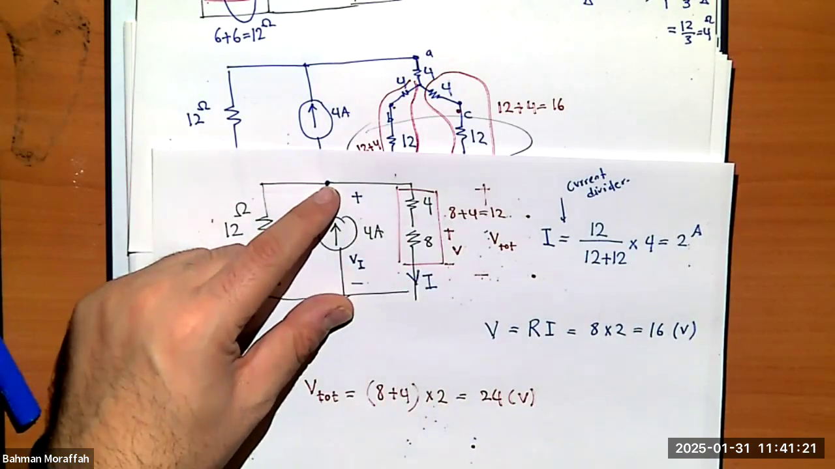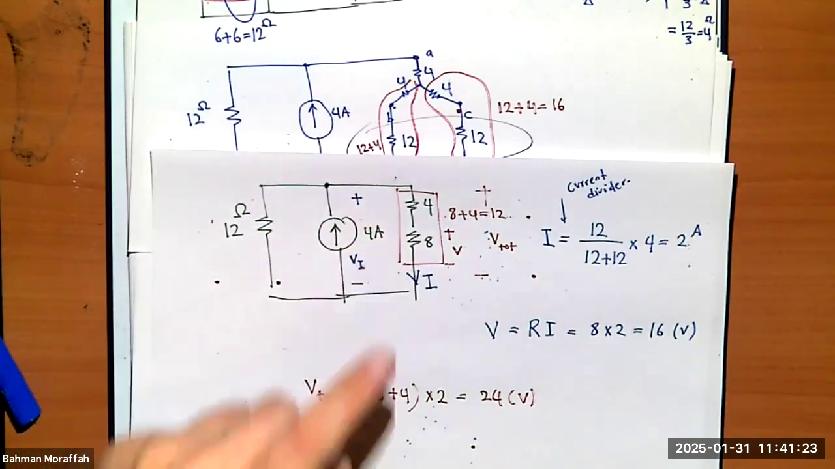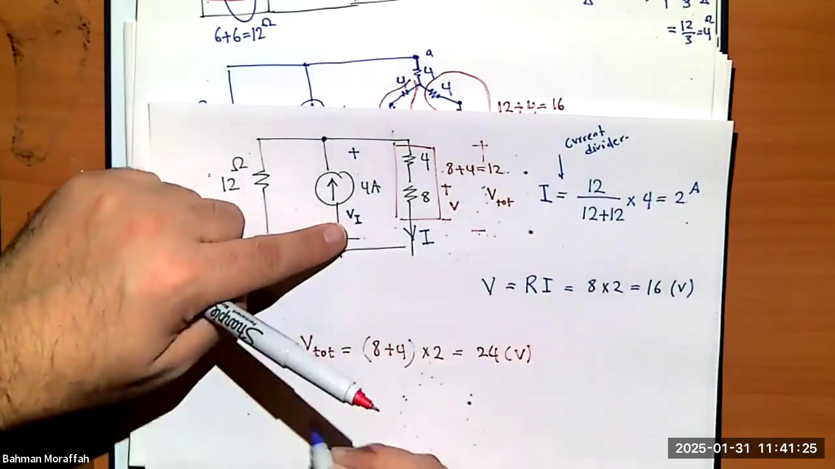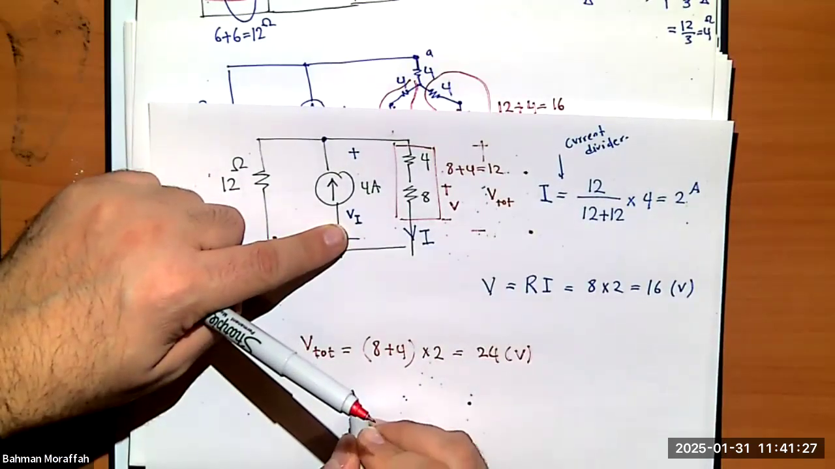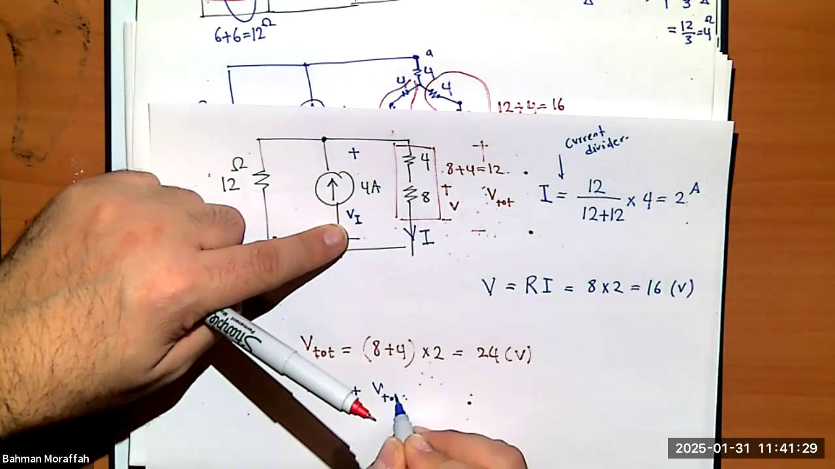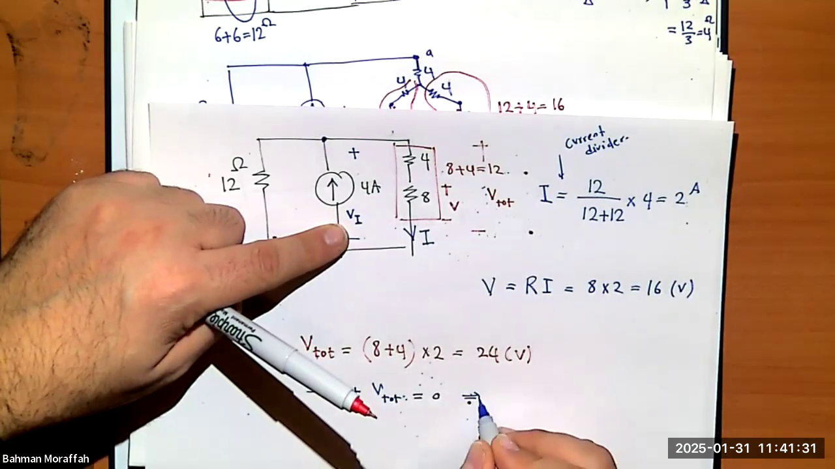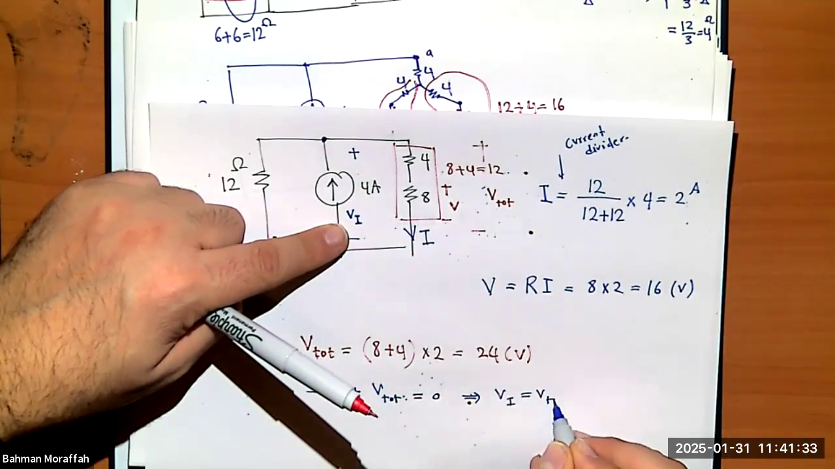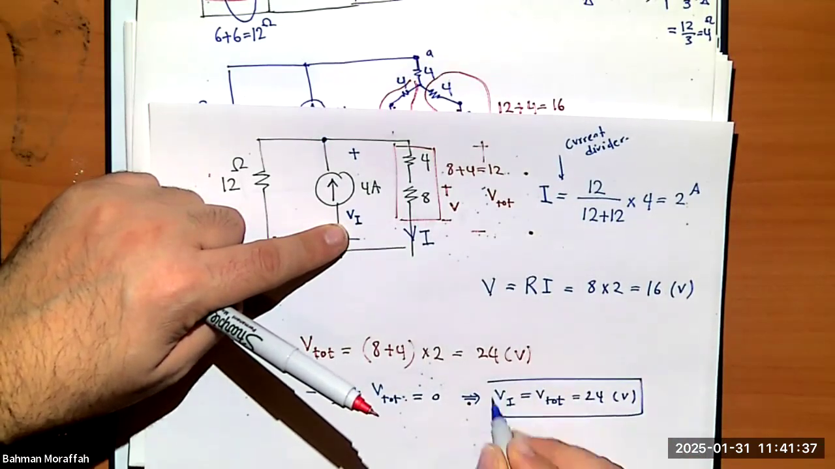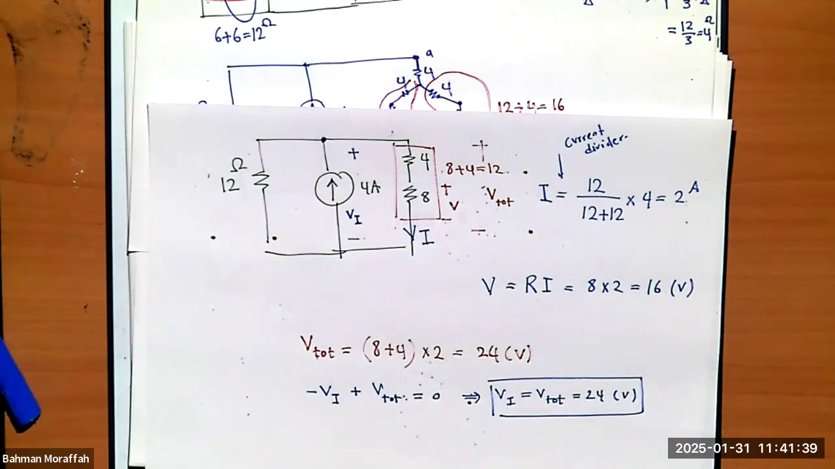But there's another way of seeing it. We can write a KVL over here, right? So if I write a KVL, I have minus VI plus V total equals 0. Therefore, VI is V total, which is 24. Right?